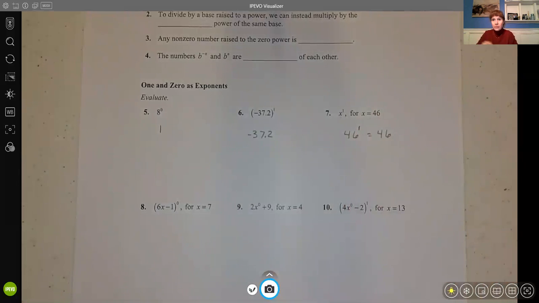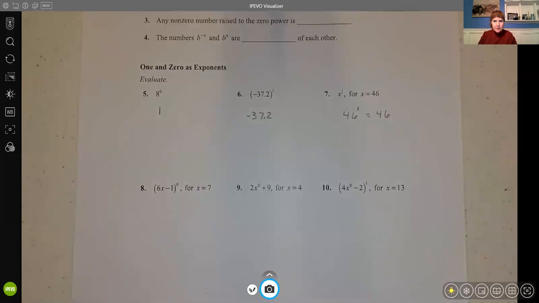Obviously, you don't need to go through all those steps when you're doing it. You could probably just look at it. Number 8. Now, what if you were to put 7 into here and take it to the 0 power? Well, you can obviously do 6 times 7 is 42, minus 1 is 41.